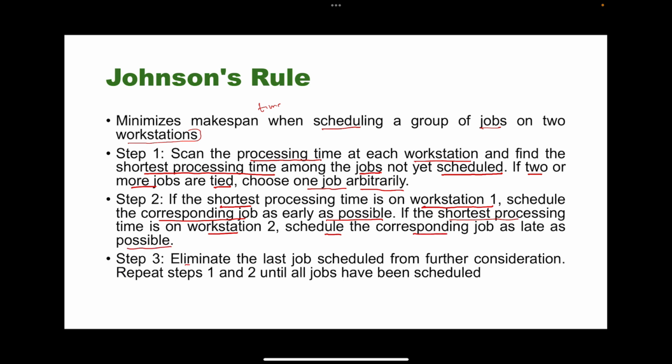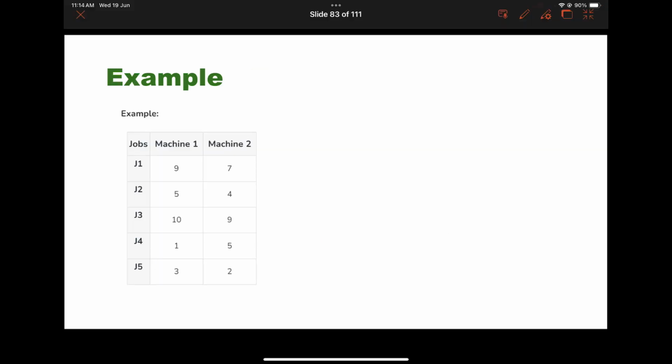And step 3, eliminate the last job scheduled from further consideration. Repeat steps 1 and 2 until all jobs have been scheduled. Then we need to find the makespan. Next step, we need to find the makespan time. Let us see how we are doing that.